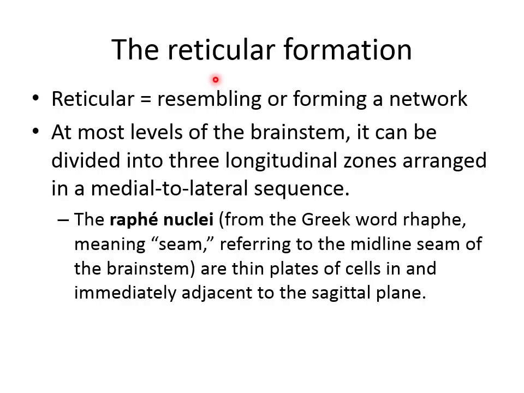The reticular formation we want to discuss. Reticular means resembling or forming a network, a meshwork. At most levels of the brainstem, it can be divided into three different longitudinal zones arranged in a medial to lateral sequence. The raphe nuclei, from the Greek word raphe, meaning seam, refer to the midline seam of the brainstem. They're thin plates of cells in and immediately adjacent to the sagittal plane, as we'll see.